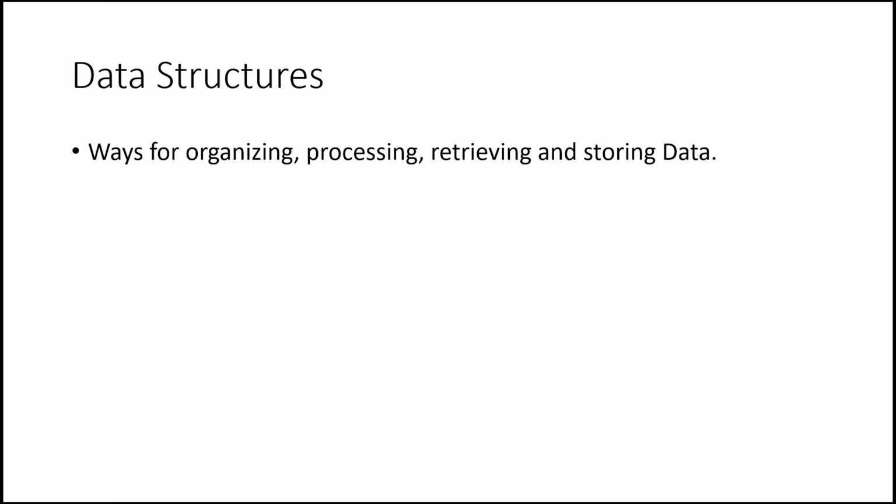So the first one is data structures. What are data structures actually? Data structures are basically ways for organizing, processing, retrieving, and storing data. Lists are a data structure. Think of a list normally: a list organizes and stores data, and you can also retrieve and process data from the list. That's why lists are data structures.